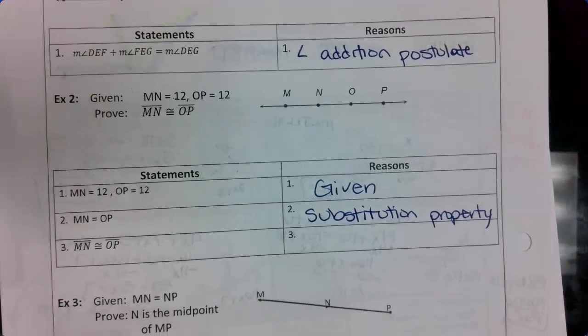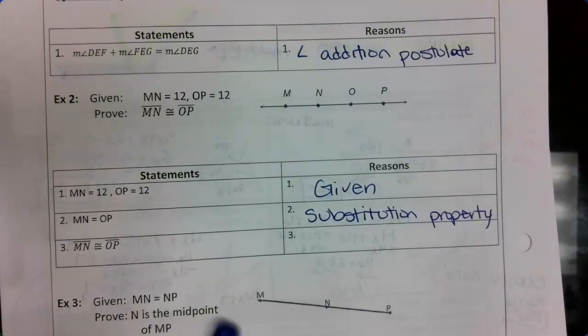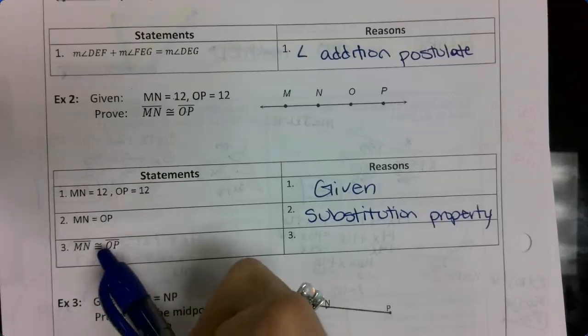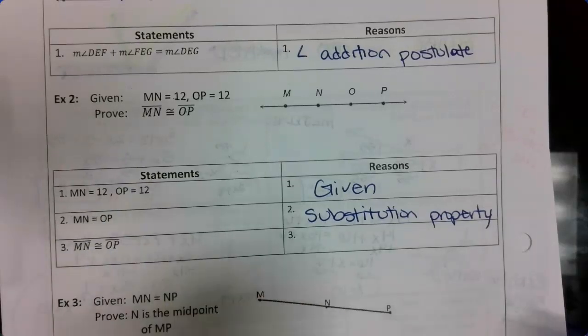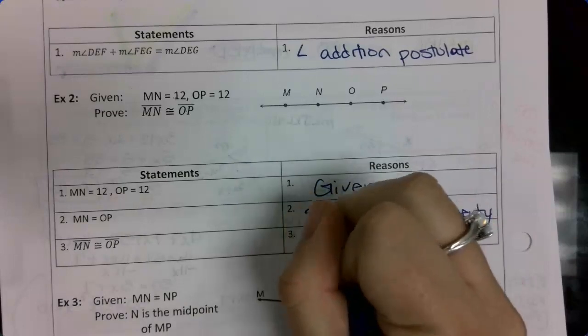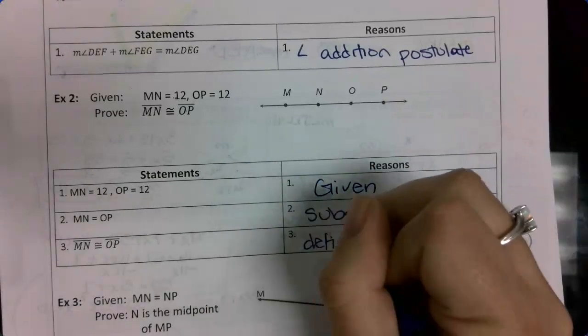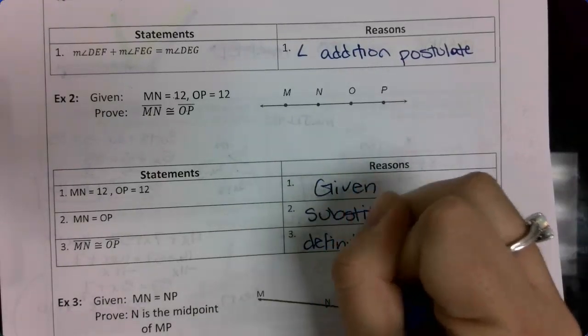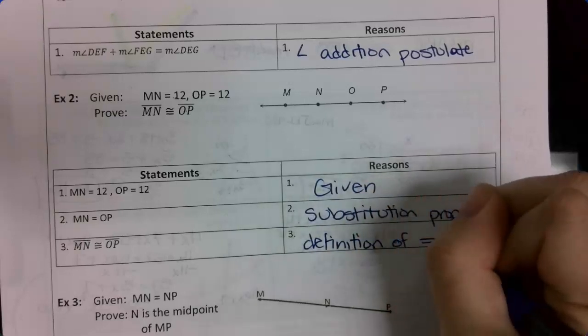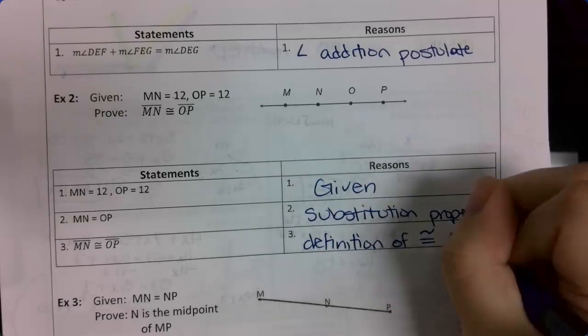And then I have line segment MN is congruent to line segment OP. To go from the equal symbol to the congruent symbol is typically a definition. So I'm going to say definition of congruent segments. And I'm going to use my congruent notation.